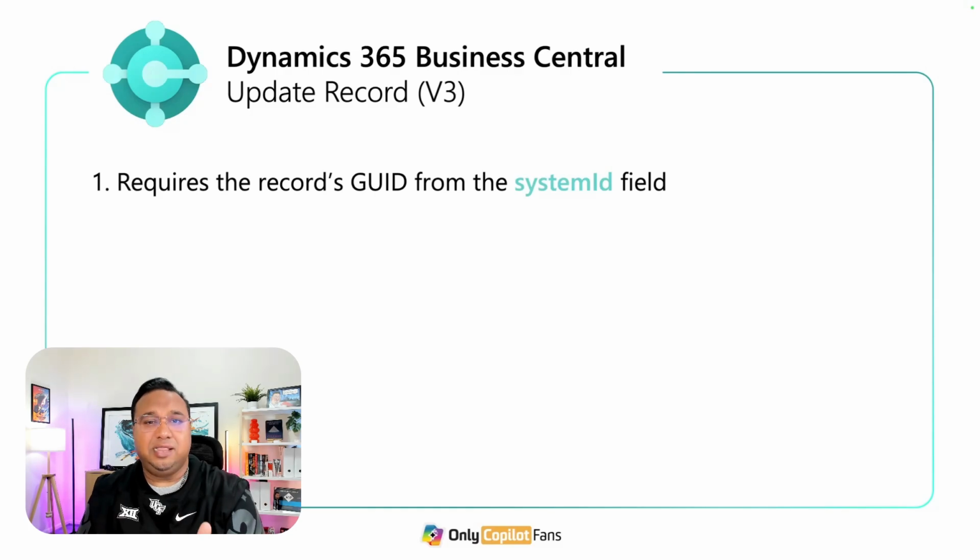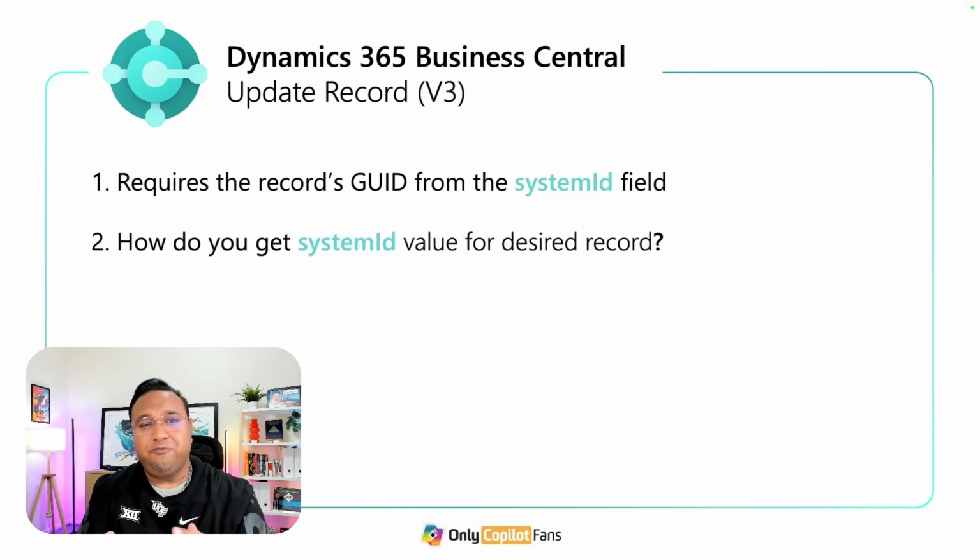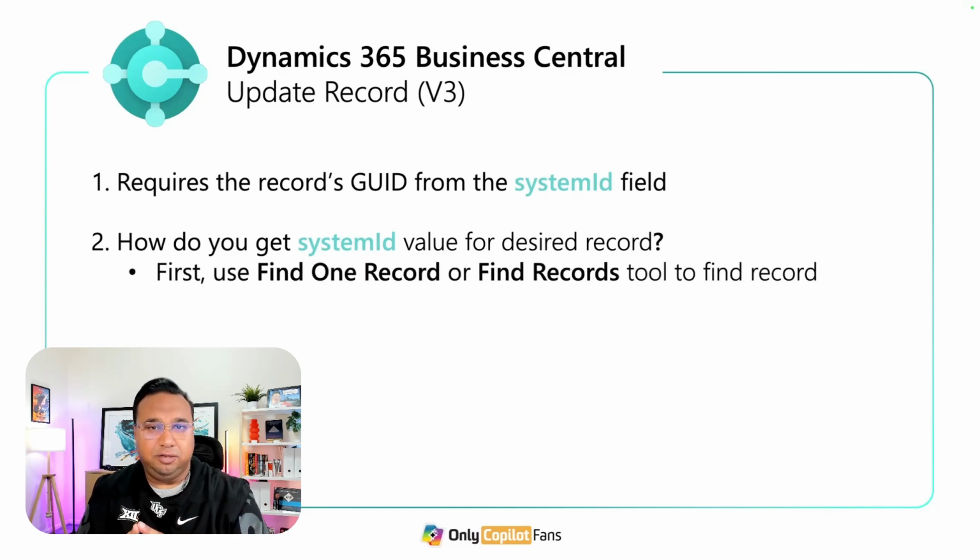So how do we get that value? Well, there are two different tools that are part of the Business Central connector family that you can choose from. One of them is called Find One Record, and the other is called Find Records. I've done an in-depth video on the Find One Record. If you haven't seen that step-by-step walkthrough, check out the link that's going to appear on the top right corner of your screen. You can click that and you can watch that entire tutorial.